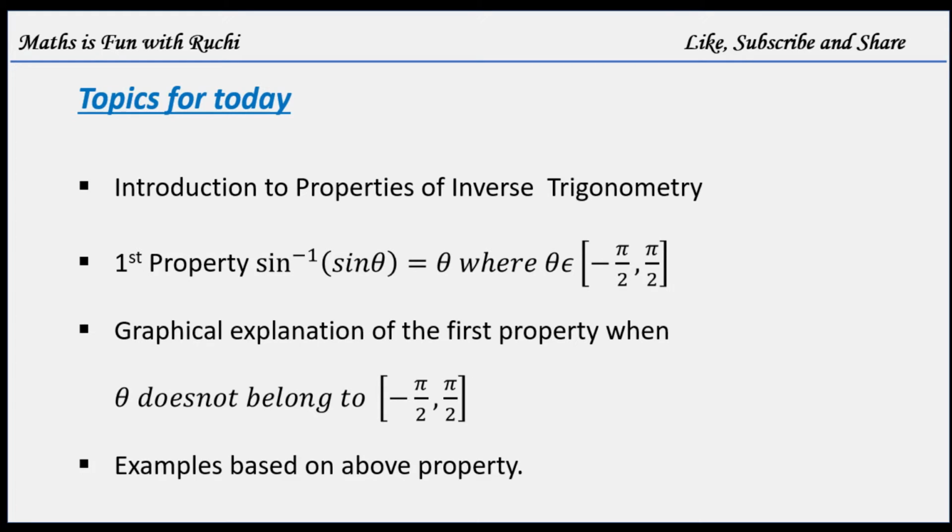Today we learned Introduction to Properties of Inverse Trigonometry. First property says sin inverse sin theta is equal to theta, where theta belongs to the closed interval minus pi by 2 and pi by 2. Explanation of that property. Also graphical explanation of the first property when theta does not belong to the closed interval minus pi by 2 and pi by 2. Example based on the above property.